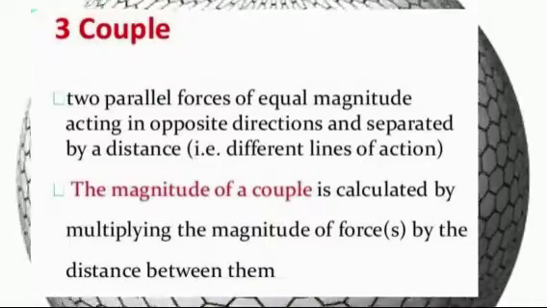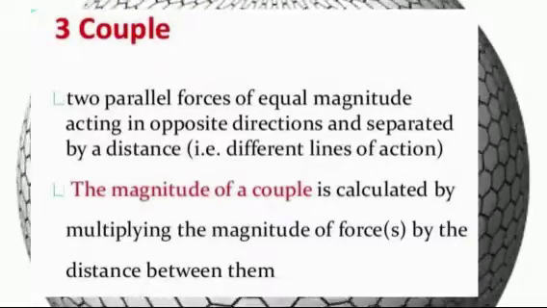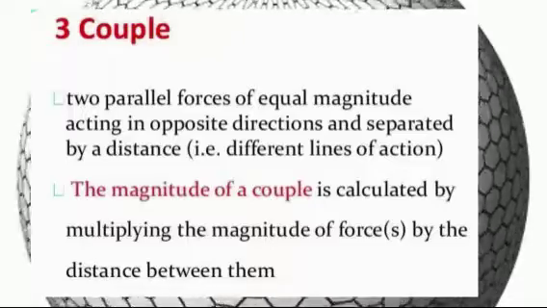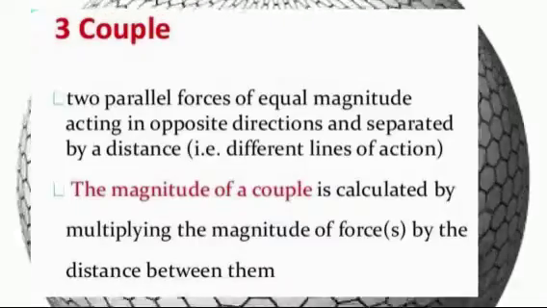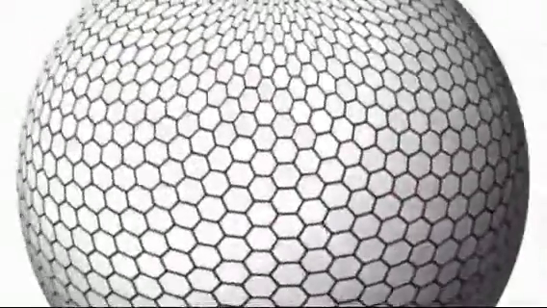And then we go to couple. We say a couple is two parallel forces of equal magnitude acting in opposite directions and separated by a distance. The magnitude of a couple is calculated by multiplying the magnitude of force by the distance between them. What do we mean by couple? We'll see examples in a bit.